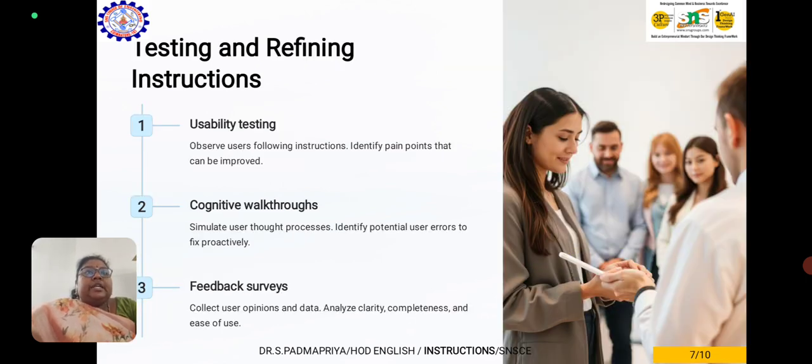The next one is testing and refining instructions. You have to test and refine your instructions before sending them outside. You should have a testing process where you identify whether you have given them in the right order or whether your instructions work out properly. So you have to check twice or thrice before giving it to the public. That is usability testing, cognitive walkthroughs, and feedback surveys. All these three things can be done so that you can check whether it is working properly.